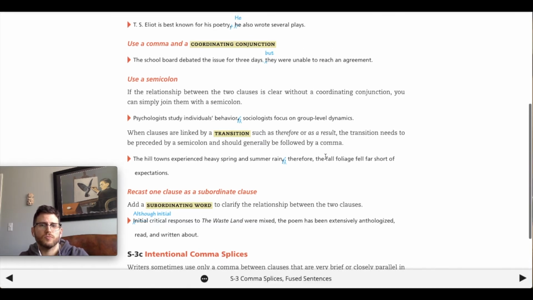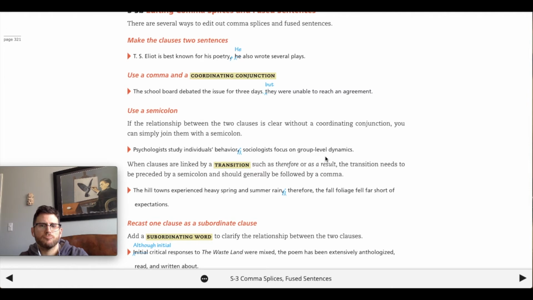So we could look at this sentence here. They're both independent clauses. I could turn one of these into a dependent clause. I could say, although, so remember I'm using that subordinating conjunction: Although psychologists study individuals' behavior, comma, sociologists focus on group level dynamics. Wherever I put the although, I've made that clause, psychologists study individuals' behavior, my dependent clause, followed by my independent.